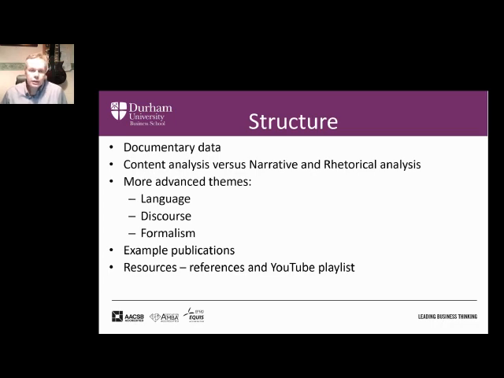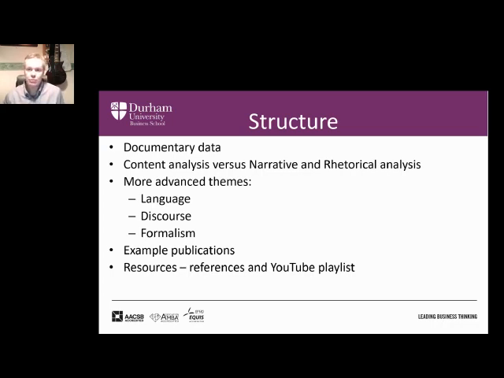So in terms of the contents or the structure, first I'm going to say something about documentary data, its advantages and disadvantages, kinds of data. Then I'm going to contrast narrative and rhetorical analysis with content analysis, which is the mode of analysis that a lot of people will be familiar with when it comes to looking at qualitative data, but it has its limits.